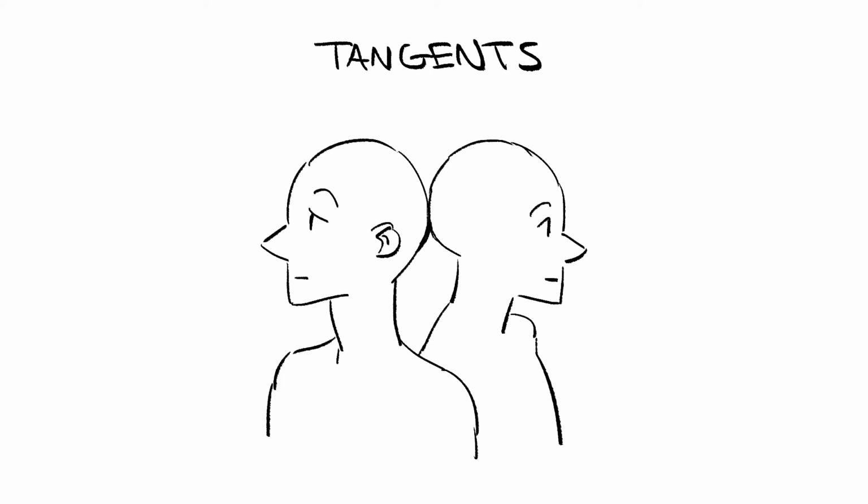Tangents are basically when lines in a drawing intersect in a way that creates confusion, and they also tend to make your drawing seem flat, killing all the dimensionality in your drawing. So we're going to go through some really quick examples and I'll show you what tangents look like and how to avoid them. In this example, we have a drawing of two people facing away from each other.